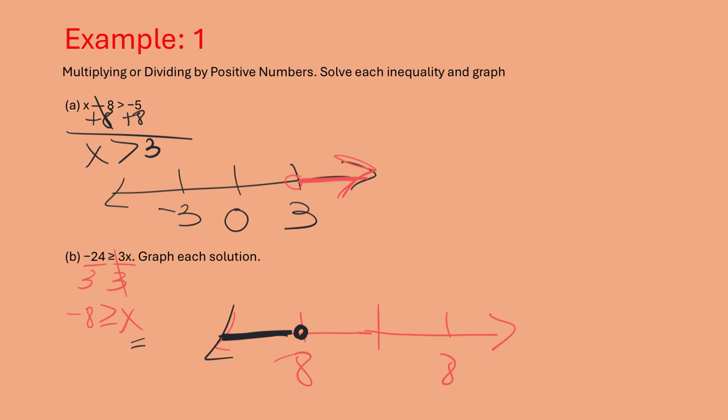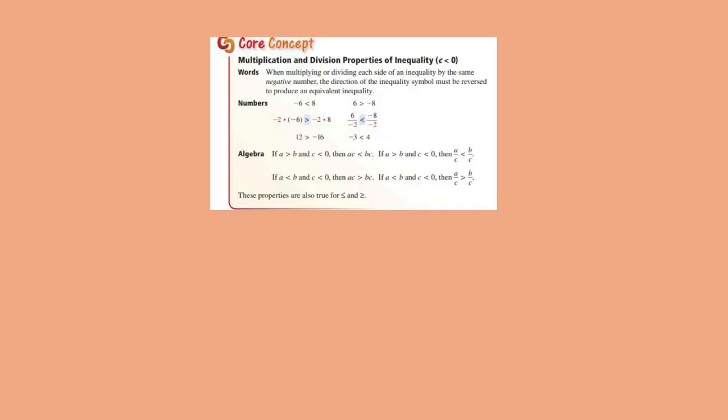All right, so that one is when we're dividing or multiplying with positive numbers. But now comes the next one. When multiplying and dividing properties of inequality where C is less than 0, that means that when multiplying or dividing each side of an inequality by the same negative number, the direction of the inequality symbol must be reversed to produce an equivalent inequality. Okay, so let's look here. We have negative 6 is less than 8.